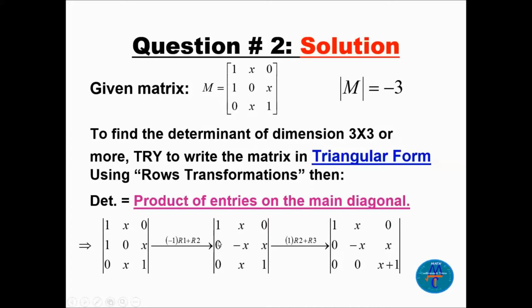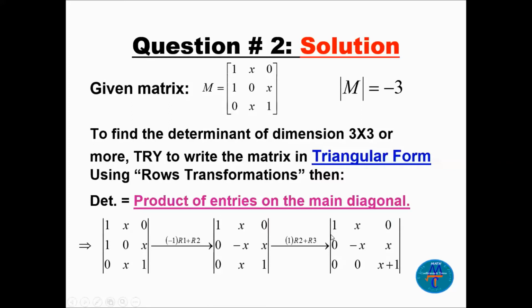Now we finish column 1: 1, 0, 0. I leave this one here, minus x. I need this one to be 0. Just multiply row 2 by 1, which means nothing. Just take row 2 and add to row 3, because when you add minus x to x, you get 0 directly. But you have to add x and 1 here. So x and 1 becomes x plus 1 down.